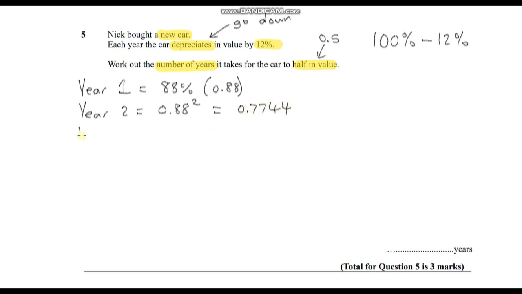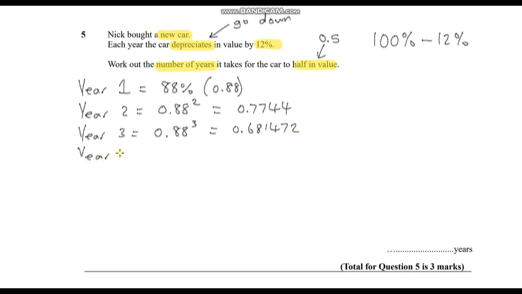So we need to keep going. Year 3, well, it's going down by another 12%. So we're going to take 88% of this value. So 0.88 squared times 0.88, which is just 0.88 cubed. So notice every year that goes on, we're multiplying by 0.88. So times 0.88 again, we get to 0.681472.